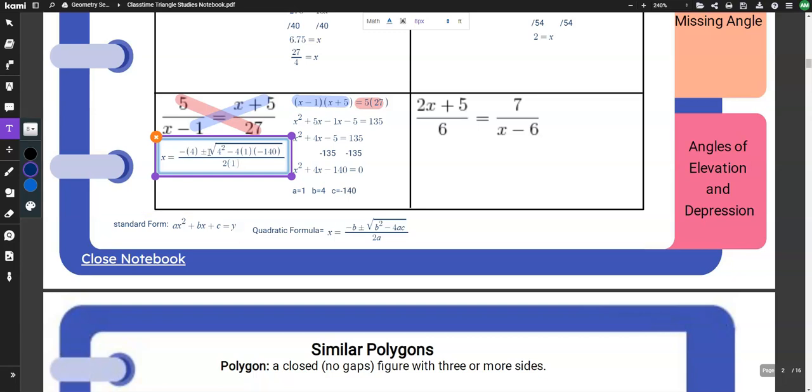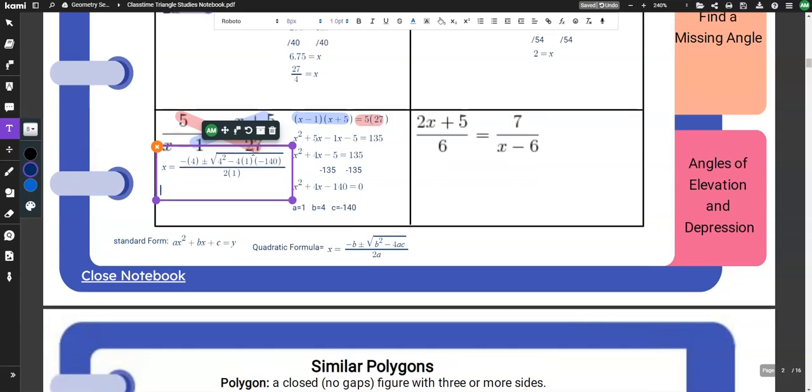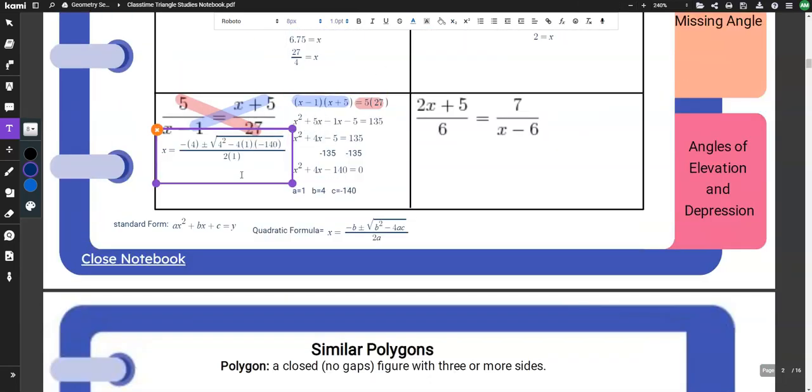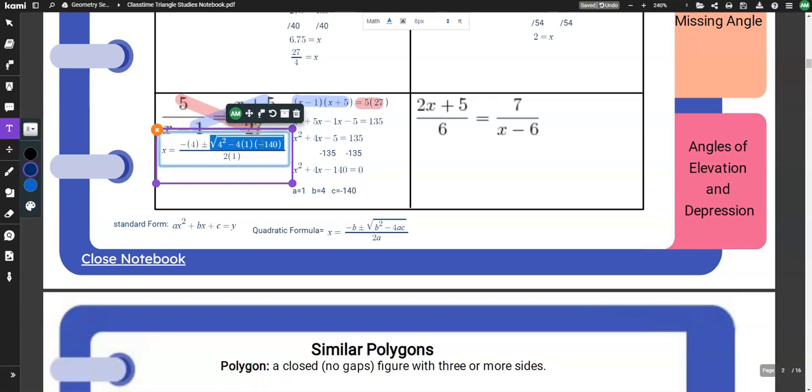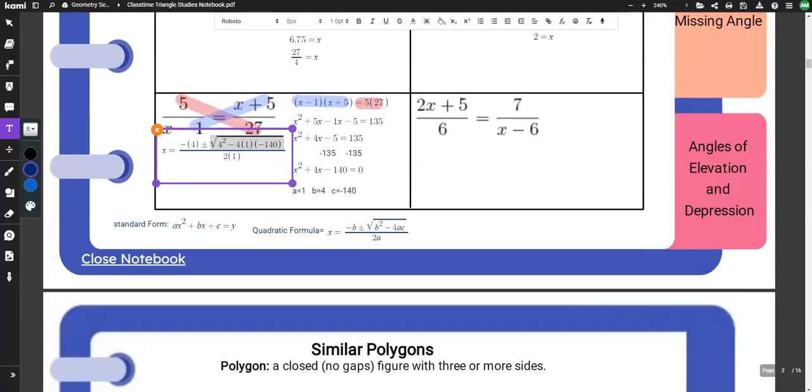The reason we have plus or minus the square root is that every square root actually has two answers. Because if we think about it, 5 times 5 is 25. Negative 5 times negative 5 is also 25. So the square root of 25 is positive and negative 5. So what I'm going to do here is to save time. I'm going to run this entire expression, the square root of 4 squared minus 4 times 1 times negative 140, through the calculator, and I'm going to get 24.